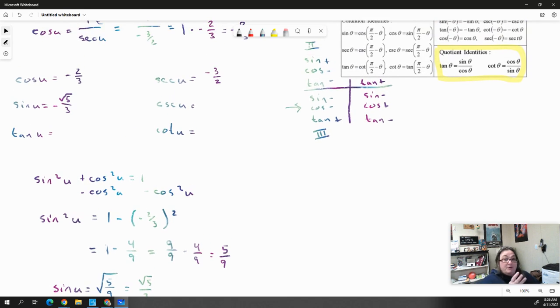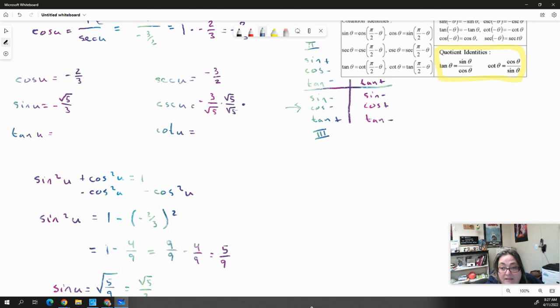And so now we know 3 of the 6, right? Well, I know that cosecant of u is just the inverse, right? It's 1 over sine of u, which just means we would flip it over. So cosecant of u would just be equal to negative 3 over the square root of 5. But I can't write it like that because I can't have that radical on the bottom. So I would multiply this times rad 5 over rad 5 to rationalize the denominator.